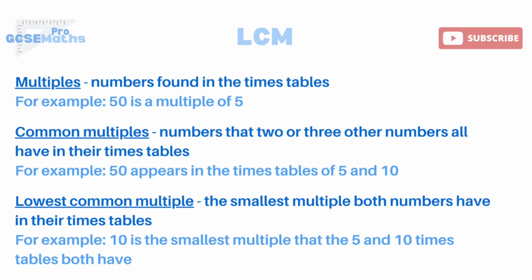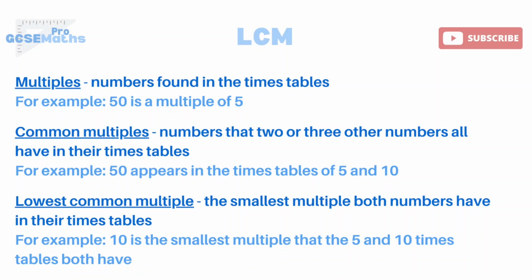So I'm just going to break down the lowest common multiple into pieces. First of all, we need to know what multiples are. A lot of people focus on the word lowest, but actually, in terms of highest common factor and lowest common multiple, the key part is, in this case, multiple. Multiples are numbers found in the times tables. For example, 50 is a multiple of 5. Multiples are normally bigger than the actual number itself. You've taken 5 and multiplied it to get 50. 25 is also a multiple of 5, 30 is a multiple of 5, things like that.